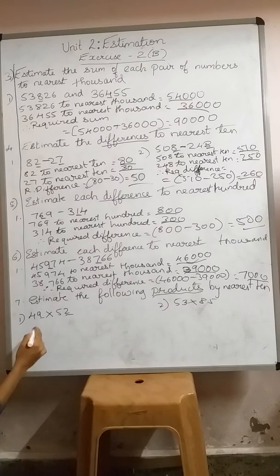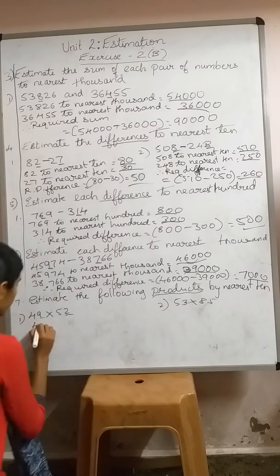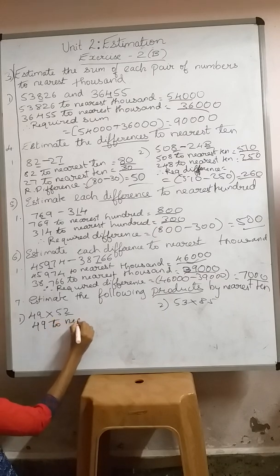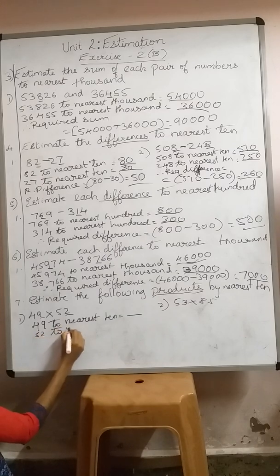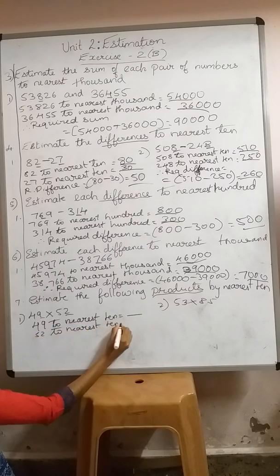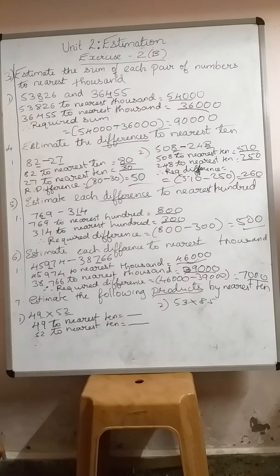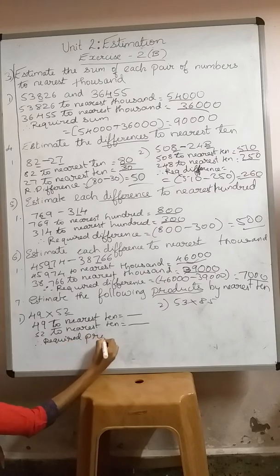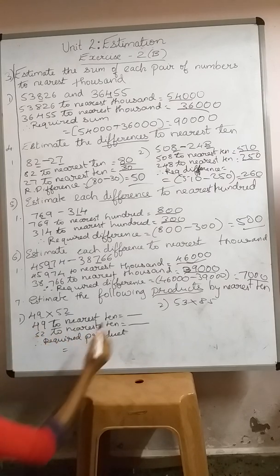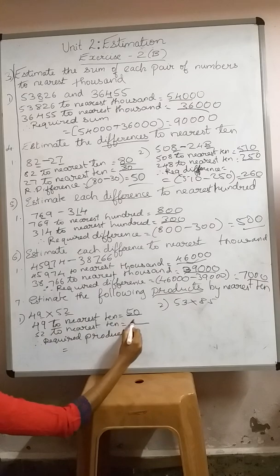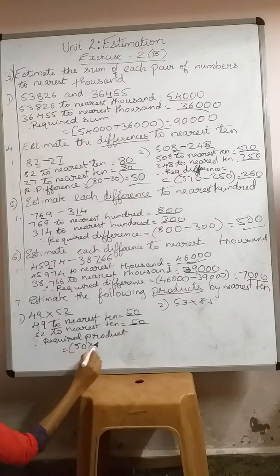Underline the ones place and write here 49 to the nearest 10 equals how much? 52 to the nearest 10 equals how much? Therefore, what we are finding is the required product, no? Here 9 is more than 5, so 50, and 2 is less, so 50. So 50 multiplied by 50, what is the answer? 250. Did you get the same answer? Yes. Let us go for this.